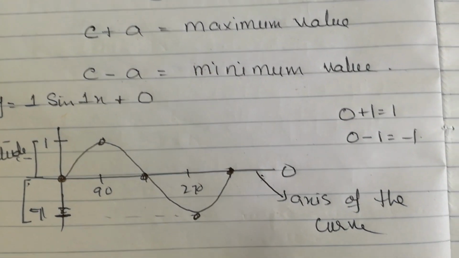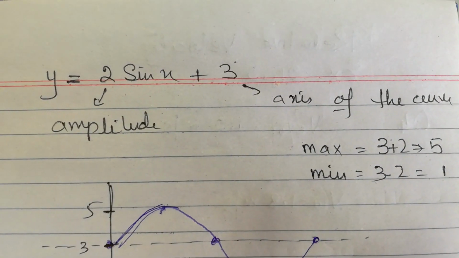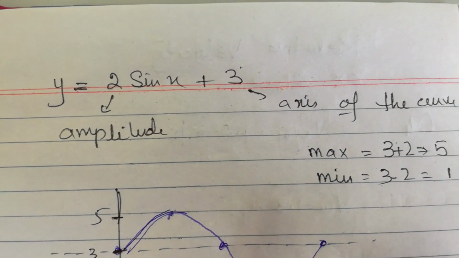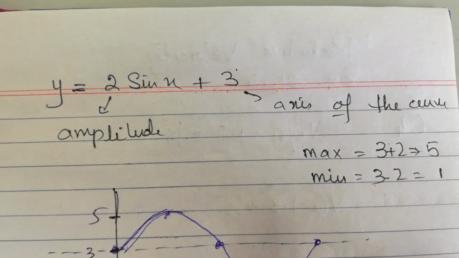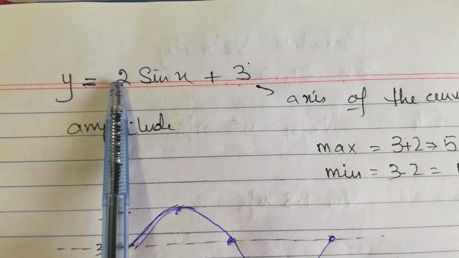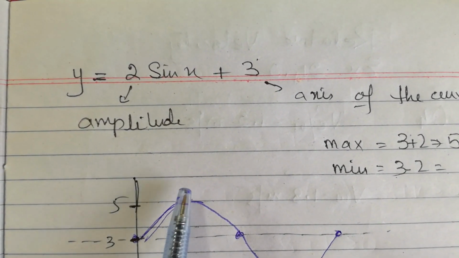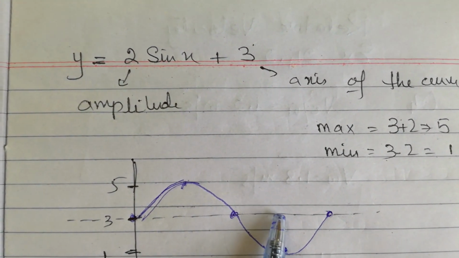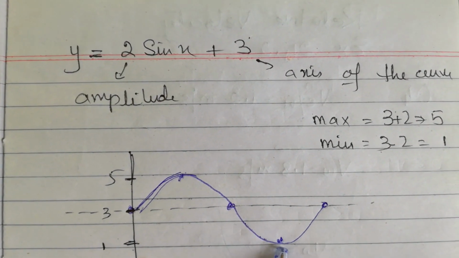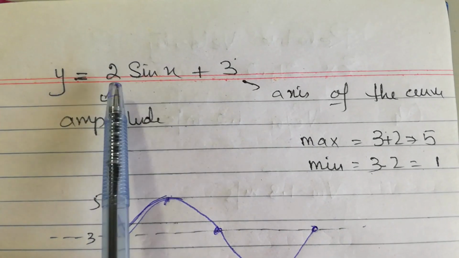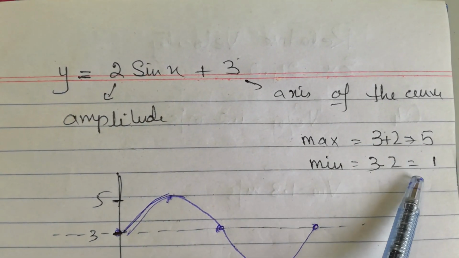So now let's take another example. y equals 2 sin x plus 3. 3 is the axis of the curve, so I will have a horizontal line at y equals 3. 2 is my amplitude, so above y equals 3 I will go 2 units up, and below y equals 3 I will go 2 units down. If you do 3 plus 2, you get 5. 3 minus 2, you get 1. So you have your maximum and minimum values here.